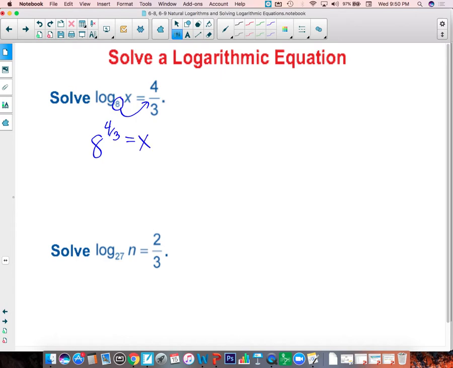So 8 to the 4/3, you've got to remember how to do those. The bottom number is your root, or your index, and the top number is your power. So I want to take the cube root of 8, and raise that to the 4th power. The cube root of 8 is 2. 2 to the 4th is 16, so x equals 16. That's the first way to do it. The second way is using those inverse properties that I had you write down in the big yellow boxes below it.